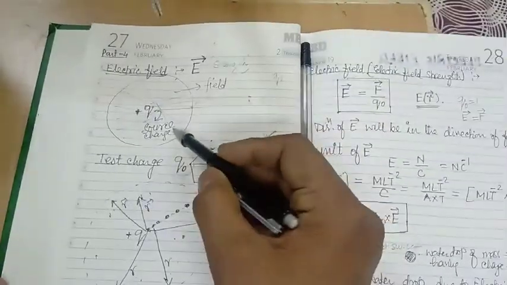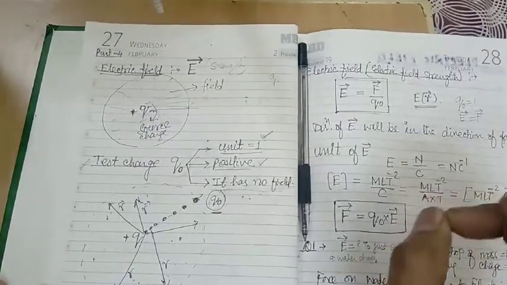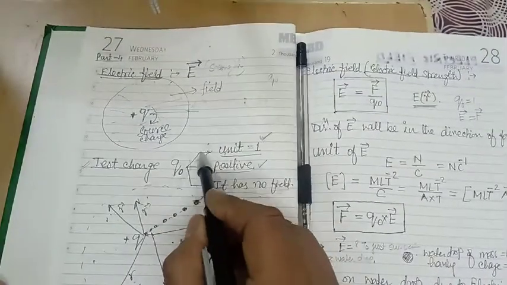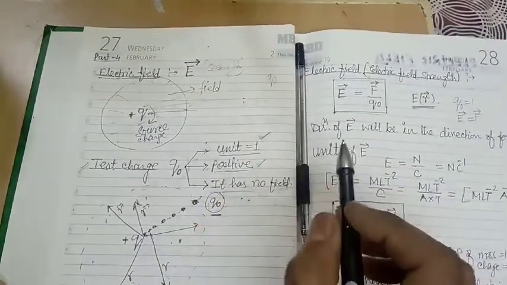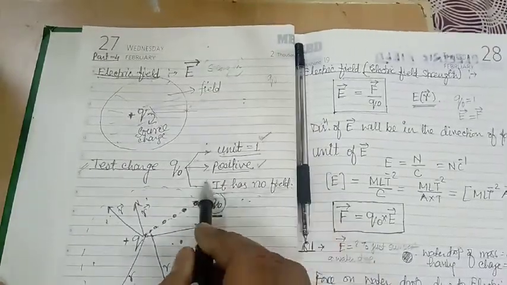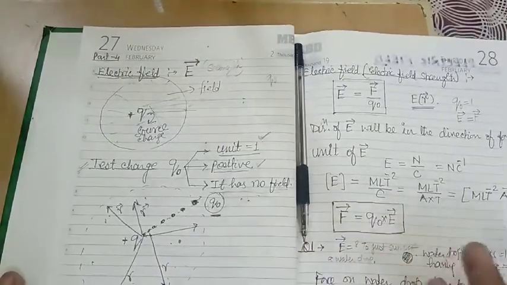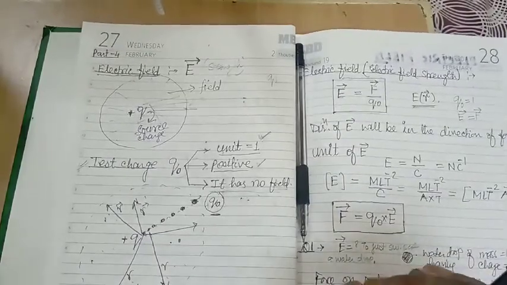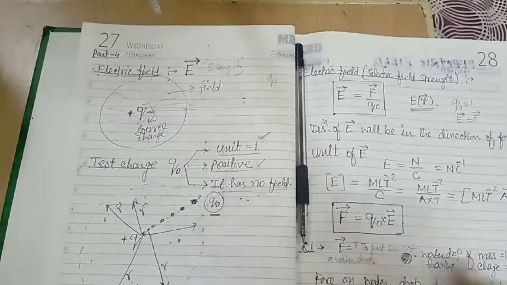To know about this source charge, first of all, we will take a test charge to test the electric field strength. We will represent the test charge as Q naught, and we will make the test charge in such a way that its magnitude is 1, its nature is positive, and the third one is that it has its own field, so that it will not disturb the other charge's field or the source charge's field. It will just tell us about the force of attraction or repulsion which it experiences.